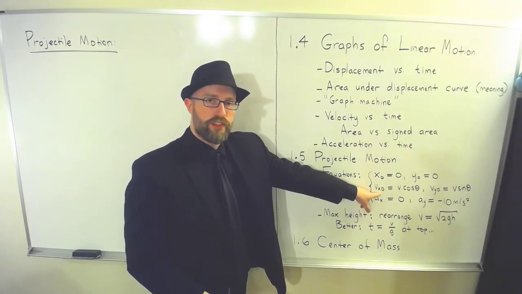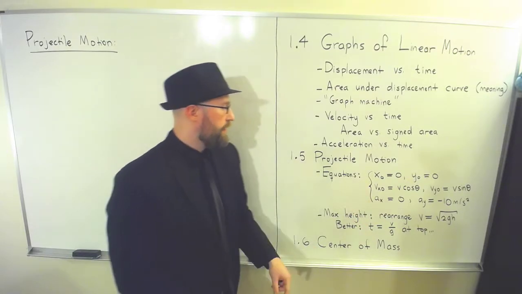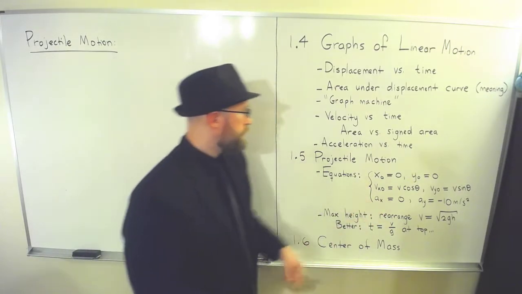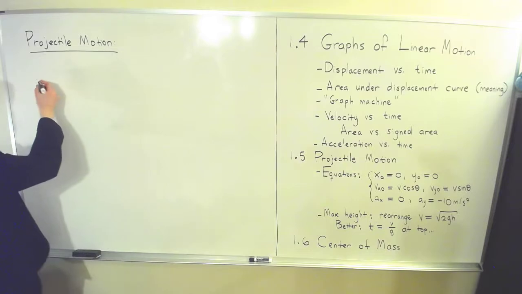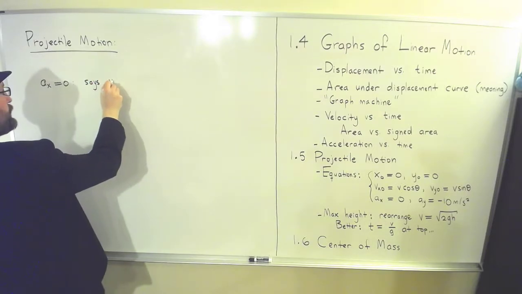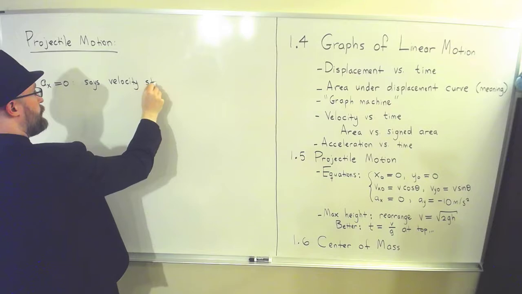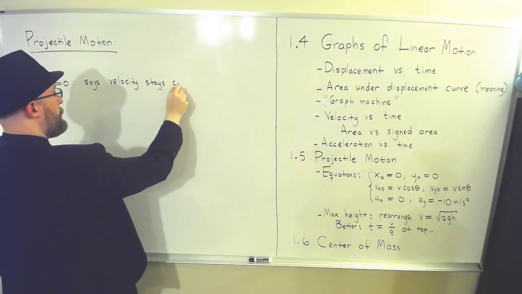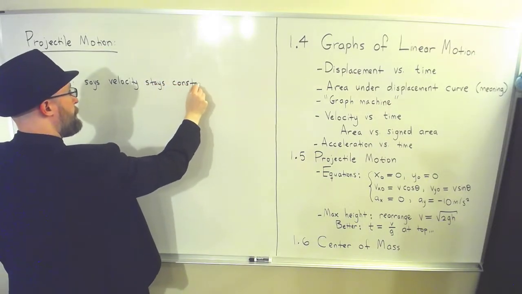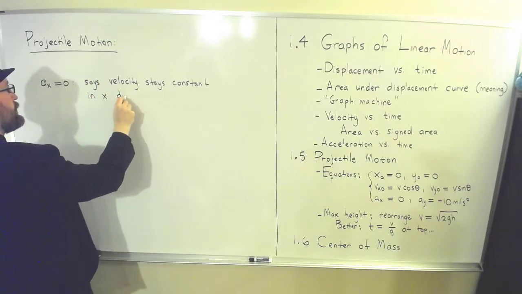See, the velocities will change. As gravity pulls it down, the velocities will change. The acceleration doesn't change. Now what the ax equals 0 says is that the velocity stays constant in the x direction.